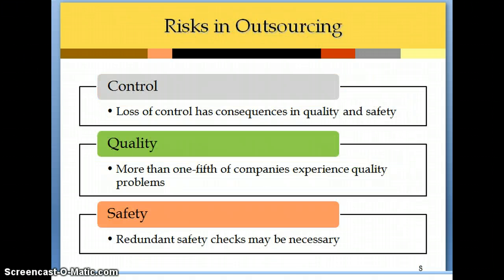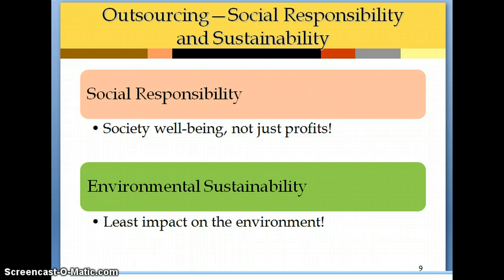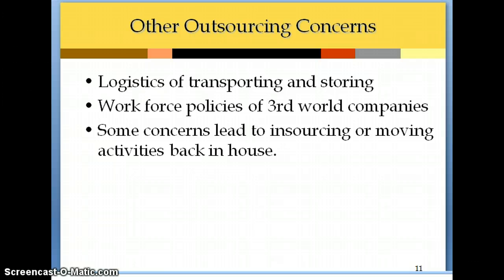There are, however, some risks related to outsourcing. Control. Loss of control has consequences in quality and safety. Some risks in terms of quality: more than one-fifth of companies experience quality problems after they outsource their services or products. Safety. There are some redundant safety checks that need to be performed. Outsourcing also poses a little bit of risk in terms of corporate social responsibility and environmental sustainability.